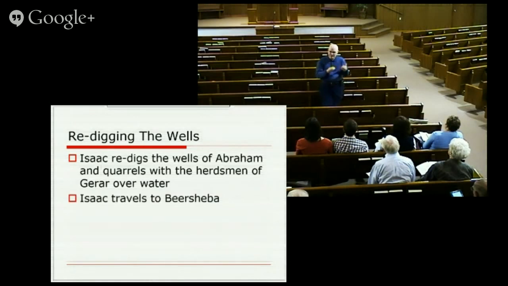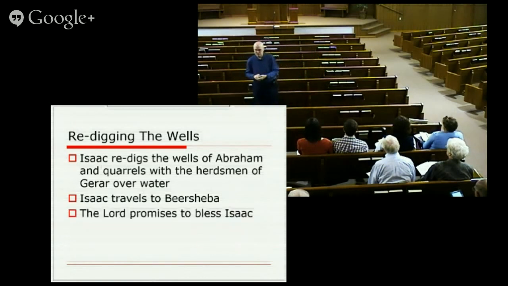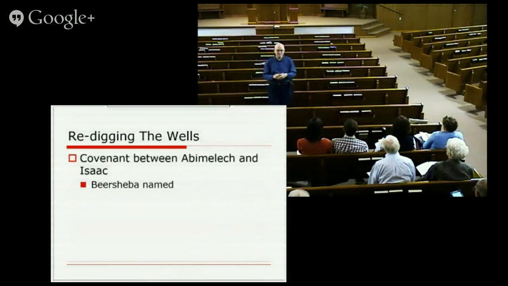So he winds up moving back down toward Beersheba, which is moving away from the Philistines, away from Abimelech, and he digs another well out there, the well at Beersheba, and the Lord there promises to bless him, and then Abimelech comes back to visit him, and he wants to make a covenant with him. So they have a meal and make a deal, a covenant, and he has water in the well there. His servants found water, and they named the place Beersheba because of that.